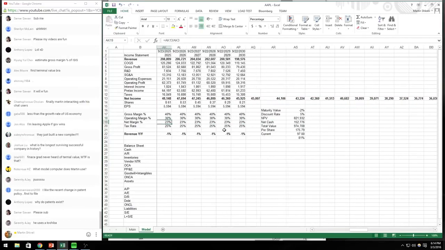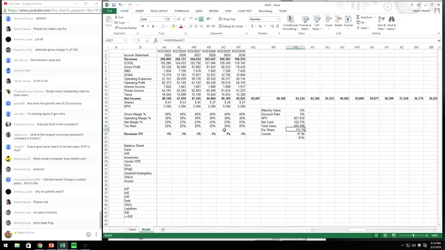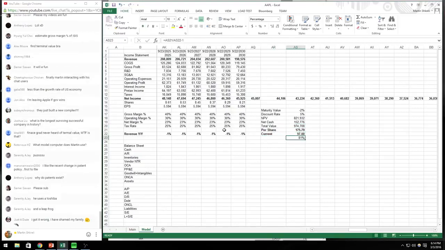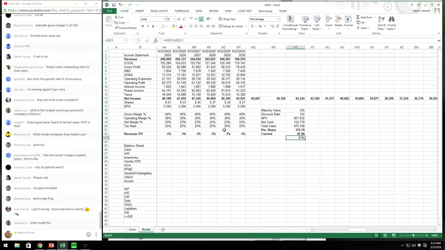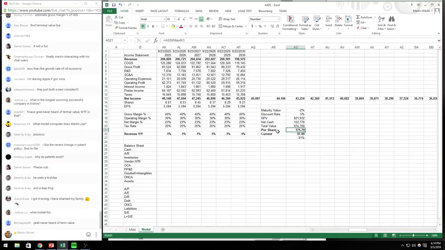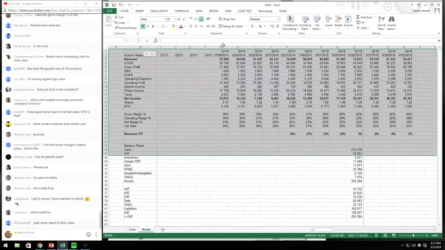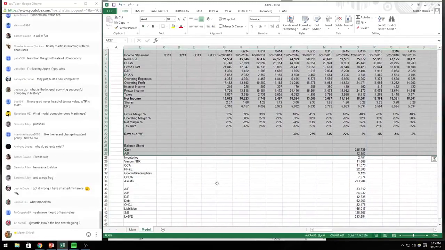And you can see that the value of Apple's actually, according to us, about double. According to our model, it's about double where the current stock is, 97. And our model is telling us that the stock will be worth $176. So we say terminal value, not term value, usually.